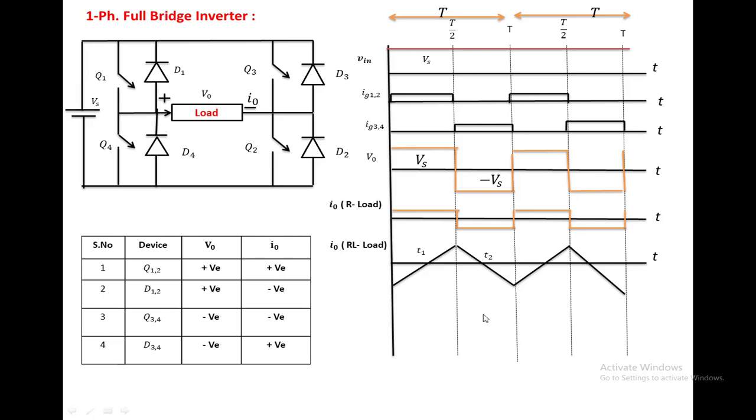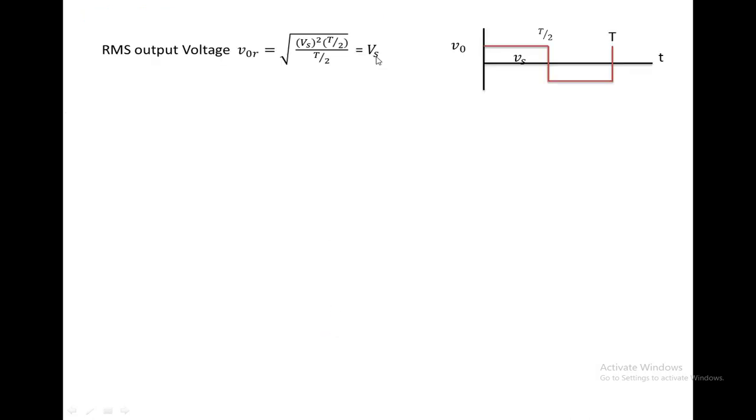For underdamped RLC, the current waveform lags the voltage, but it is a sinusoidal waveform. Again here, D1, D2 is conducting. In this interval, Q1, Q2 is conducting. In this interval, D3, D4 is conducting. In this interval, Q3, Q4 is conducting. Suppose you want to find the RMS output voltage, it is the square root of the integral of voltage squared over T by 2, divided by T by 2. That gives the RMS output voltage. That value becomes Vs.